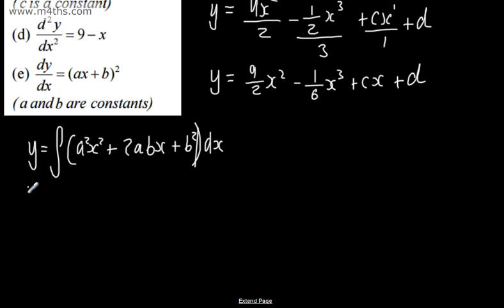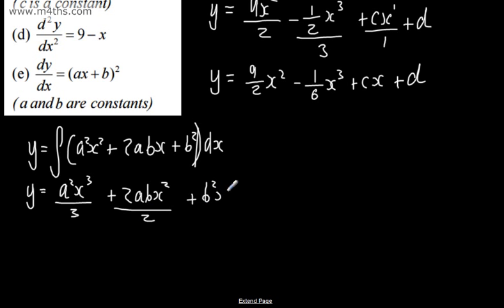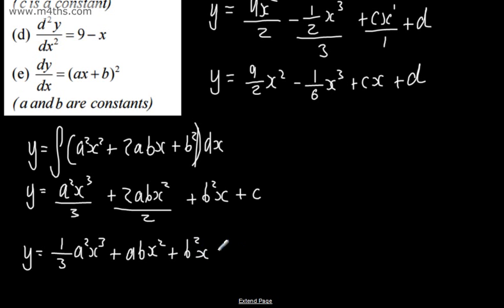So if you want to do that step by step, that's what we're going to be integrating. Now remember, we're integrating with respect to x, so that will give me a squared x cubed divided by 3 plus 2ab x squared divided by 2 plus b squared x plus c. We haven't used c, so c is our constant of integration. Remember, these are just constants. So we can write that y is going to be 1/3 a squared x cubed plus ab, with the 2's cancelling, x squared plus b squared x plus c.